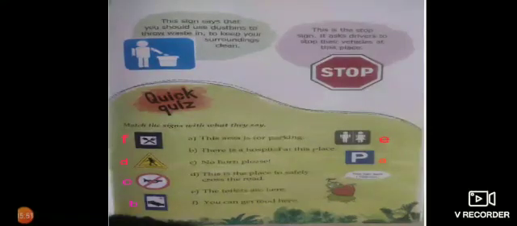Children, now as you can see on page number 49, a quick quiz is given. You have to match the signs with what they say. For example, in the A part, this area is for parking. A part is showing the area for parking. So it could be the sign P. Then B is there is a hospital at this place. So the sign showing red cross with a bed is showing the hospital nearby.